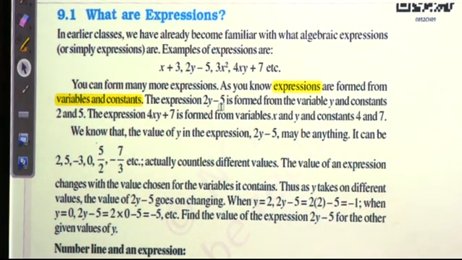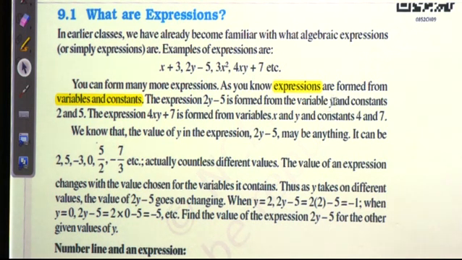The expression 2y minus 5 is formed from the variable y and constants 2 and 5. What is the variable in the expression 2y minus 5? The variable is y. And the constants are 2 and 5. The expression 4xy plus 7 is formed from variables x and y, and the constants are 4 and 7.